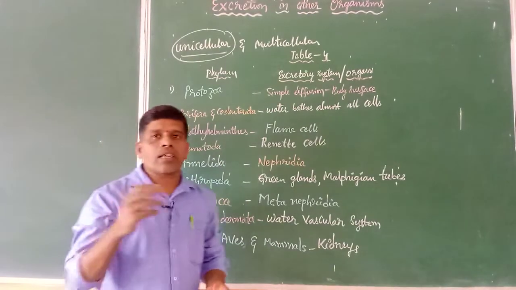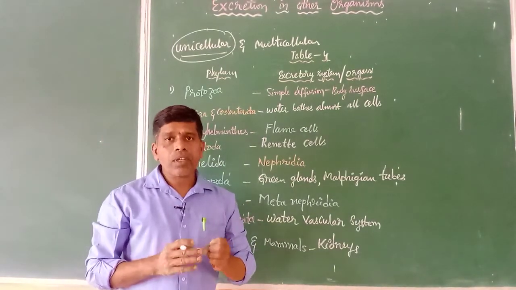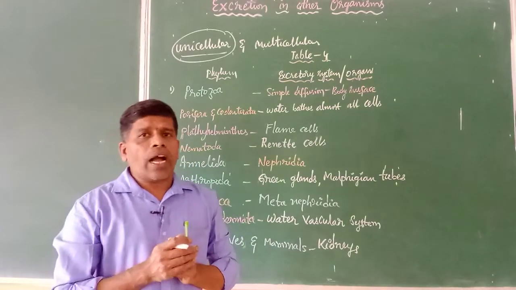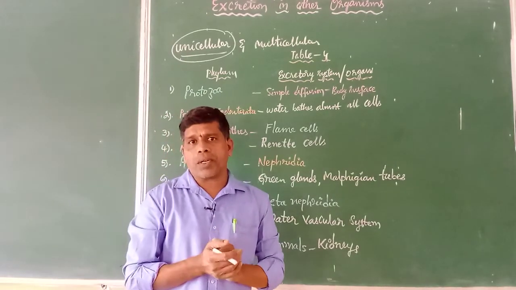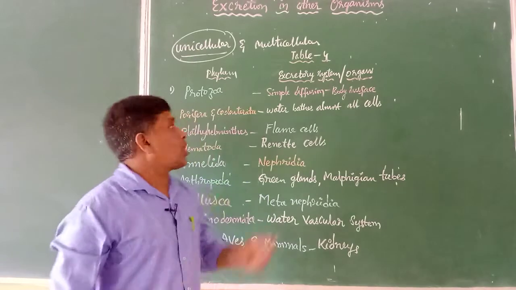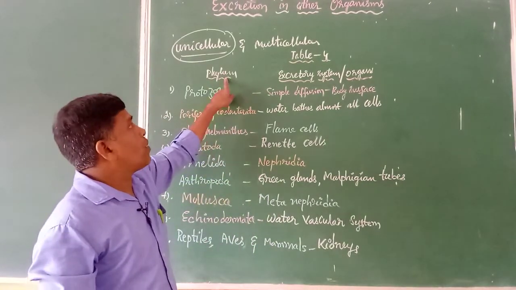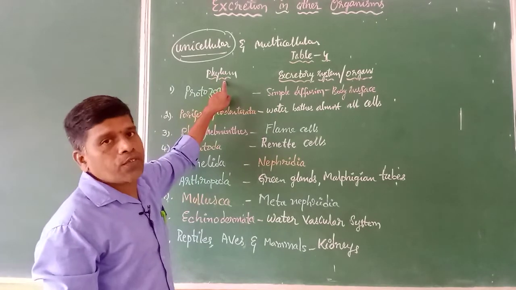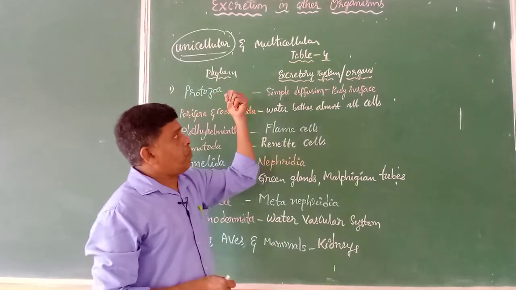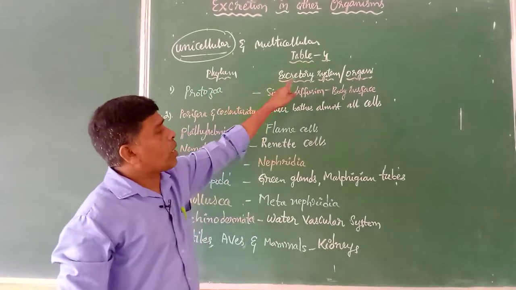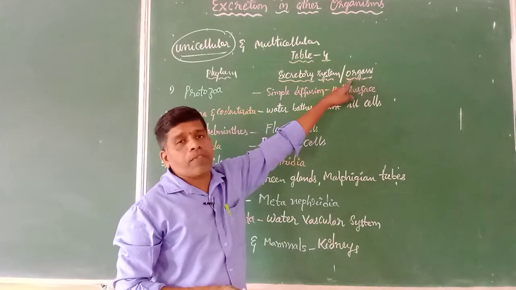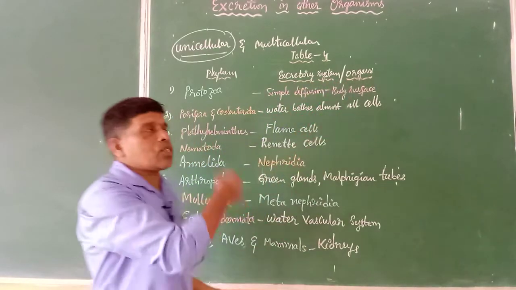Already in 9th class we have studied diversity in the living organisms. Animals are divided into different groups, which are called the different phyla. The total animal kingdom is divided into different phyla, and an individual one is called a phylum. In each phylum, what type of excretory system or what type of excretory organs are present? Let us try to understand.